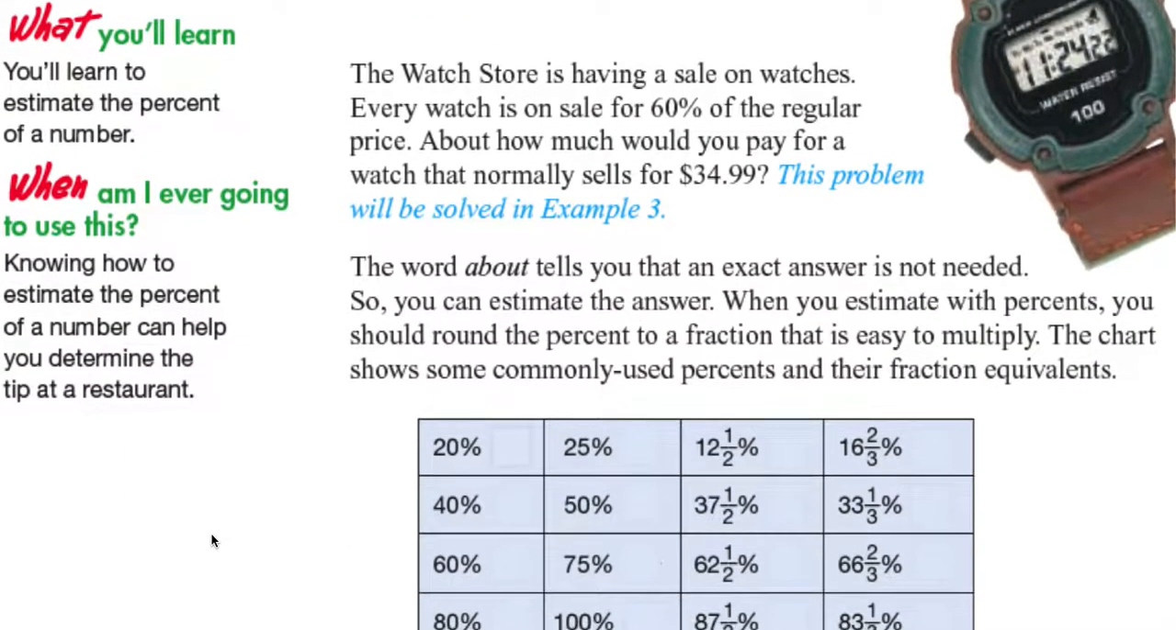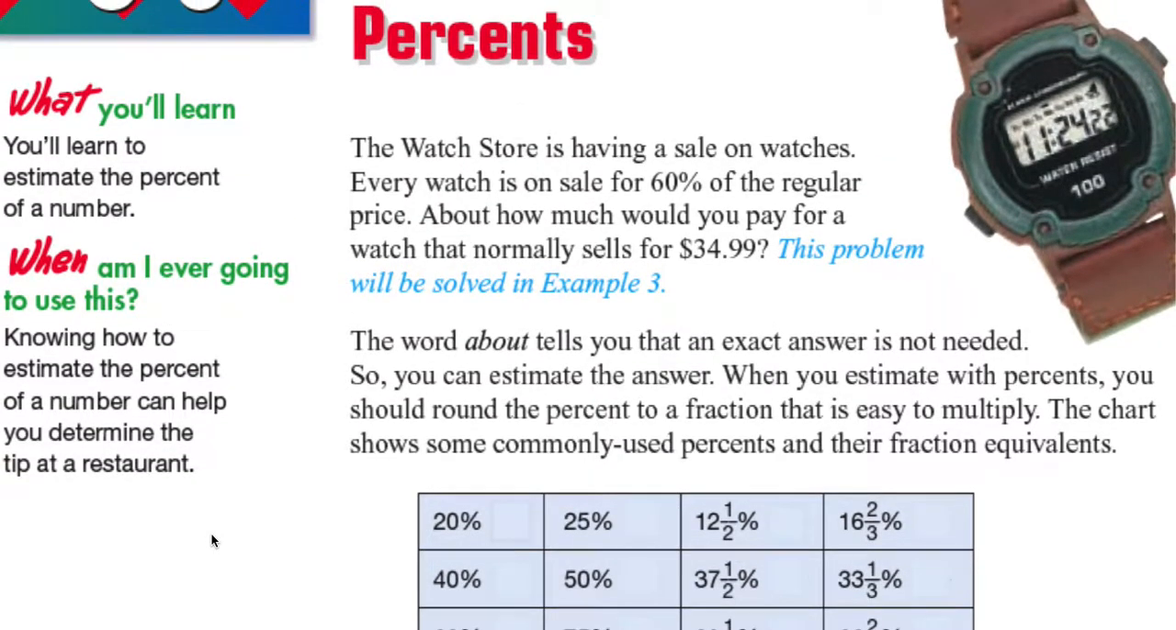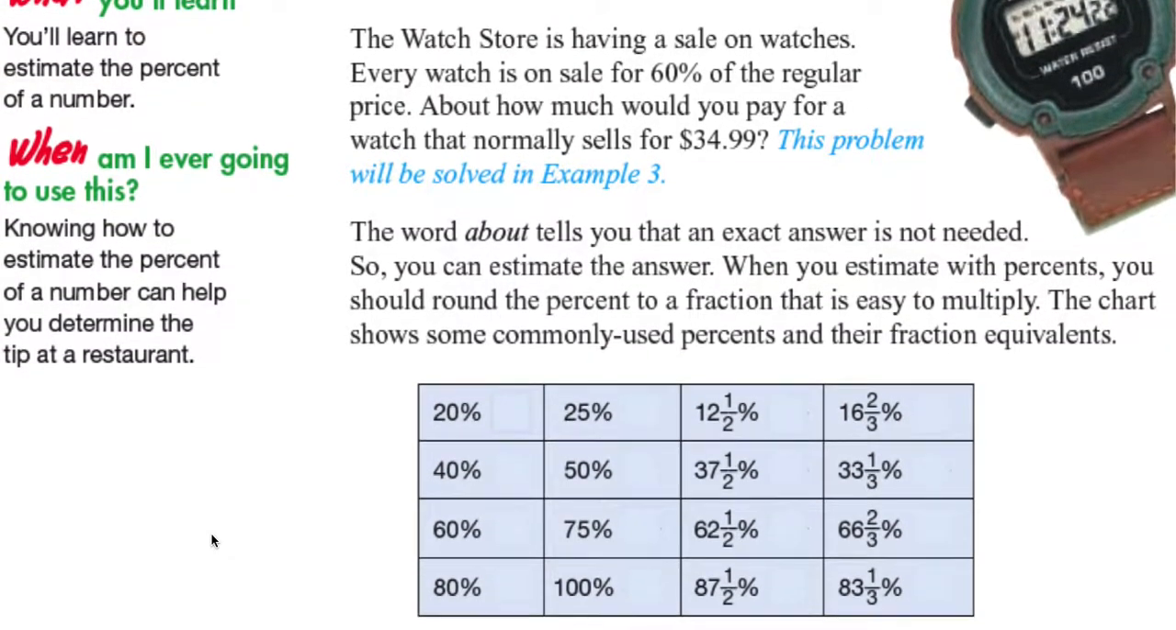So the watch store is having a sale on watches. Every watch is on sale for 60% of the regular price. But how much would you pay for a watch that normally sells for $34.99? Okay, so we will solve this in example 3. The word about tells you that the exact answer is not needed, so you want to look for that. So you can estimate the answer.